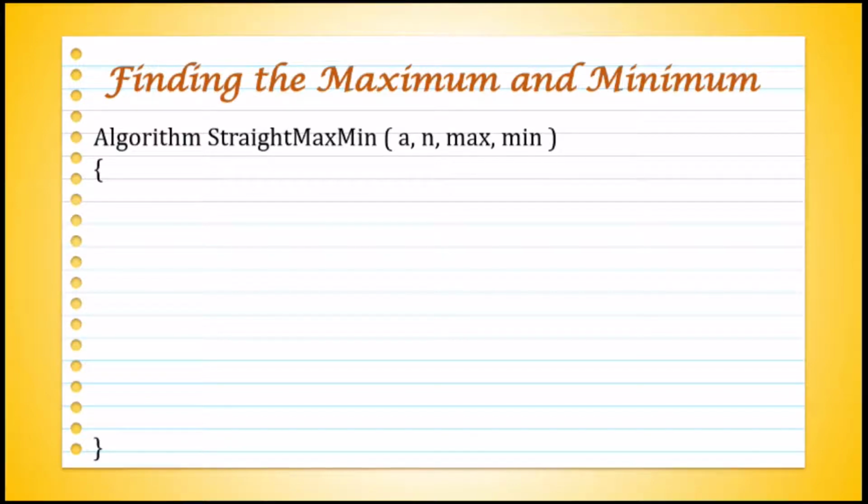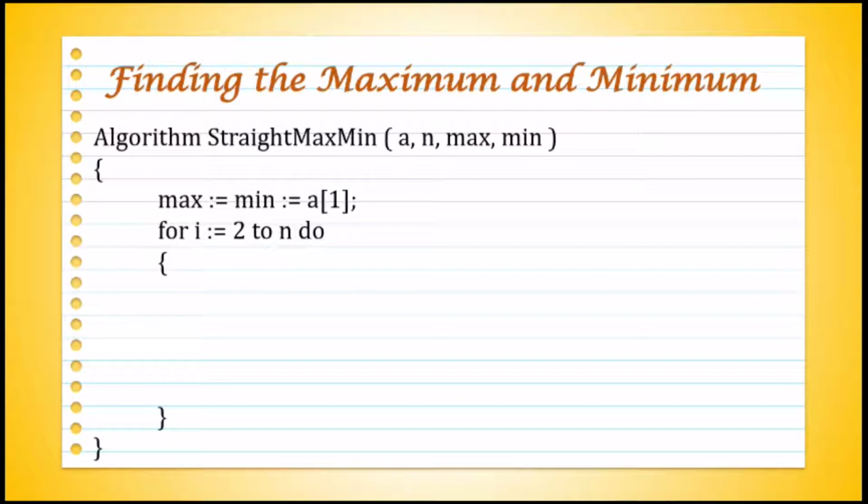So first we will assume maximum and minimum as the first element. After assuming the first element as maximum and minimum, we will go for the next element to compare. So this is the loop, that is the for loop, which starts from the second element till the last element, that is the nth element. Because we assume the first element as max and min, we will start from the second element and we will compare the max value with the remaining elements, as well as the min value with the remaining elements.